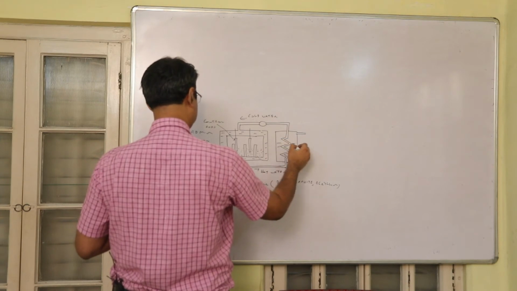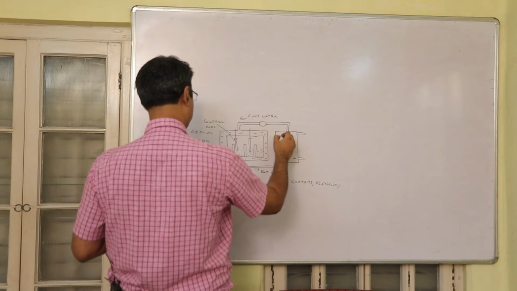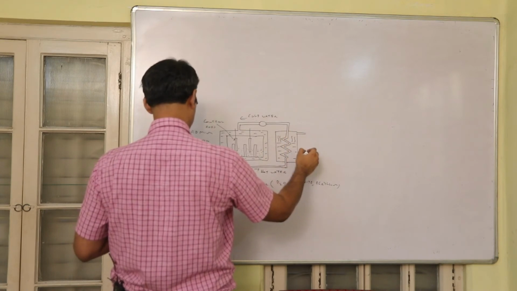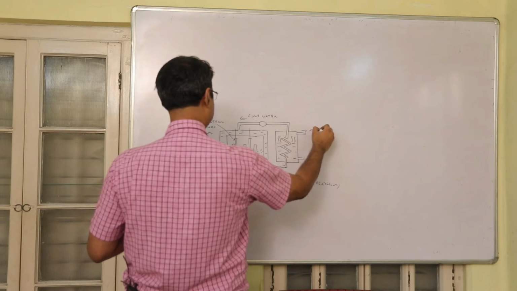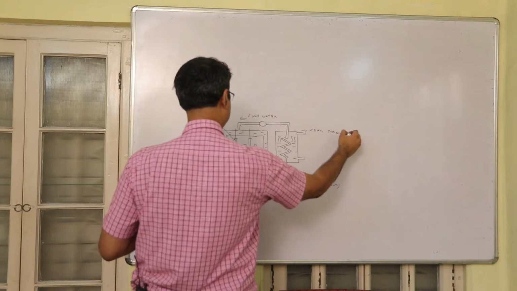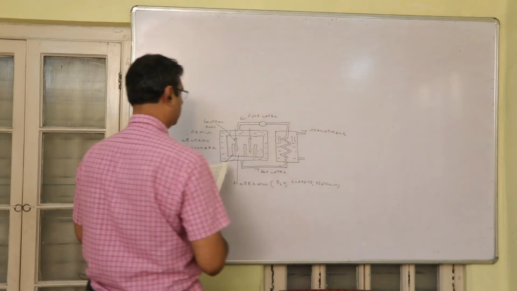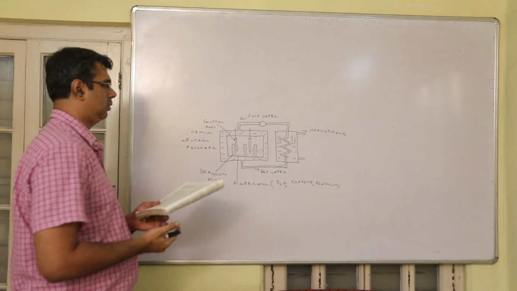And this hot water in turn can be used to produce steam, and this steam is then used to run a turbine and produce electricity, right? So this is how the entire reactor works.